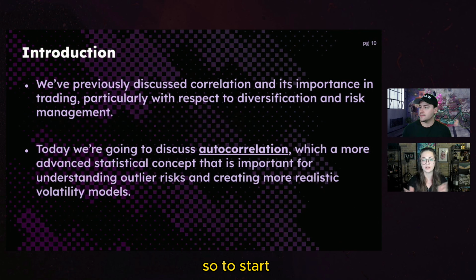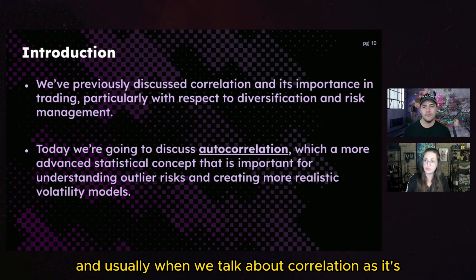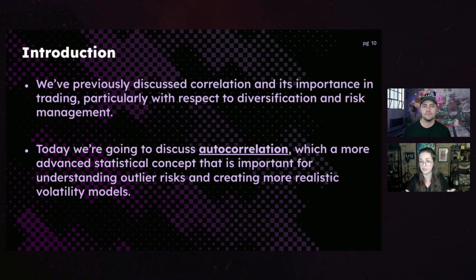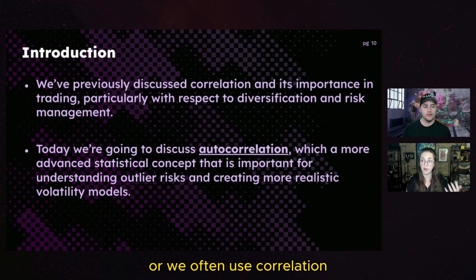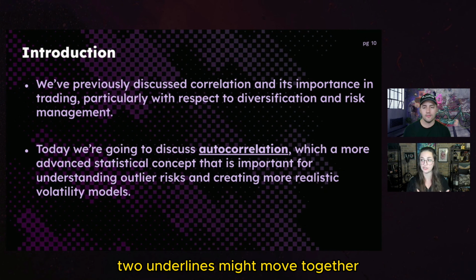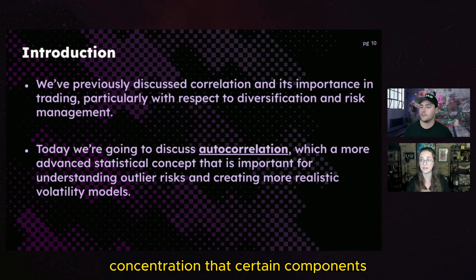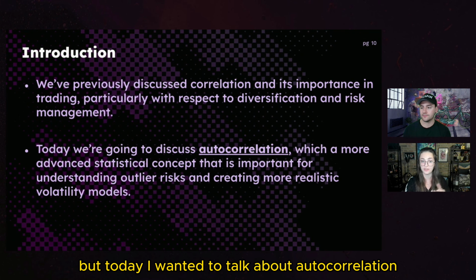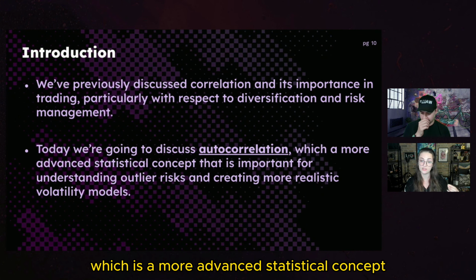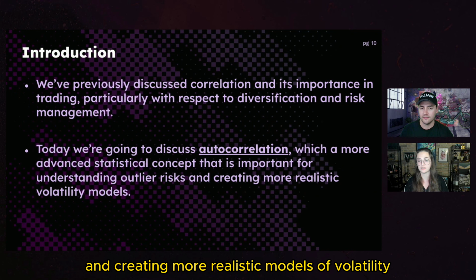So to start, we have previously discussed correlation and why it is important for trading. Usually when we talk about correlation on its own, we talk about it with respect to risk management. We often use correlation as a measure for diversification, because it gives us an idea of how similarly two underlyings might move together. It gives you a bit of an idea of the directional concentration that certain components might be contributing to a portfolio. But today I wanted to talk about autocorrelation, which is a more advanced statistical concept, but it's still very important for understanding especially outlier risks and creating more realistic models of volatility.